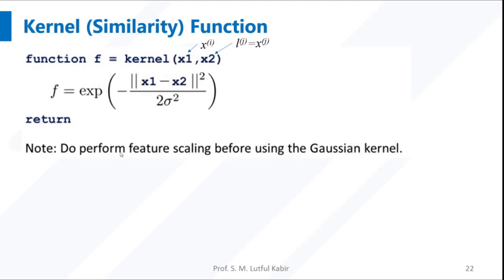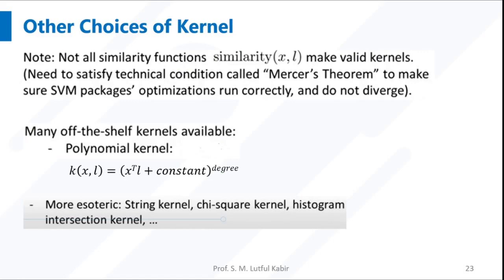The note is to do perform feature scaling before using the Gaussian kernel. This is similar to the previous discussion: if the ranges of x are different from one another, we have to bring the ranges into equal limits, and that is done by feature scaling. We discussed feature scaling before, so we'll follow that discussion in this SVM also.